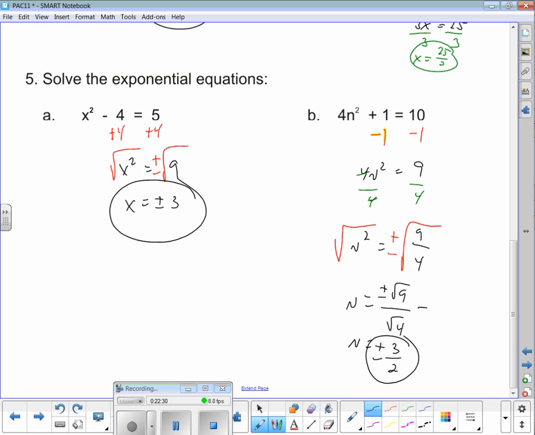How many had that correct? Let me see your hands. And look, we can all do that. Square root of 9 over 4. Square root of 9 over square root of 4. That's why we learn the rules, so we can apply the rules when the situations arise. Questions on that? Any questions on that? Jack?